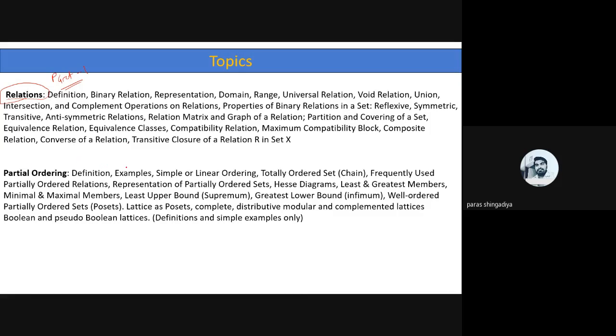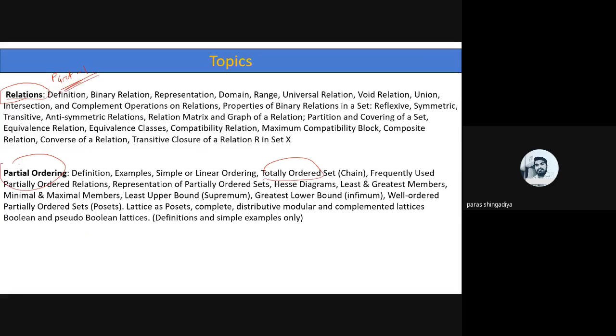How we can define a poset, a totally ordered set. Poset means partially ordered set, that we'll discuss. Then totally ordered set, also known as a chain. Then partially ordered relations, the ordered set, Hasse diagram, least and greatest number, minimal and maximal number, lattice theory, Boolean lattices. So that we'll discuss in part 2.